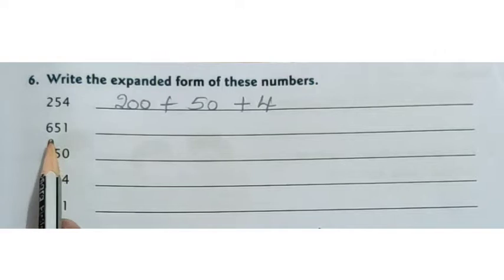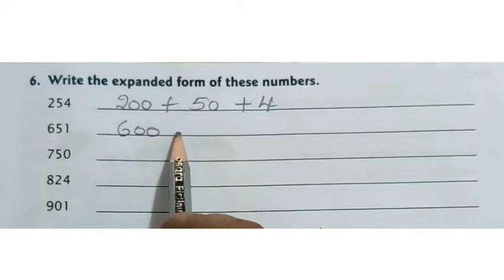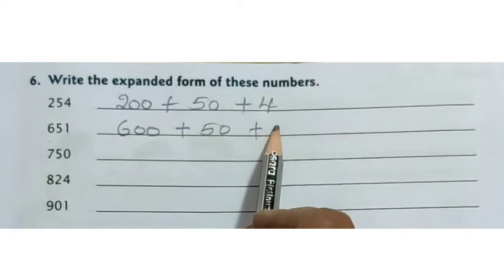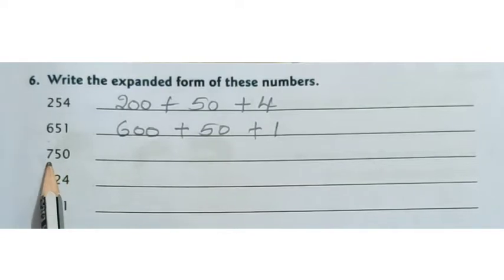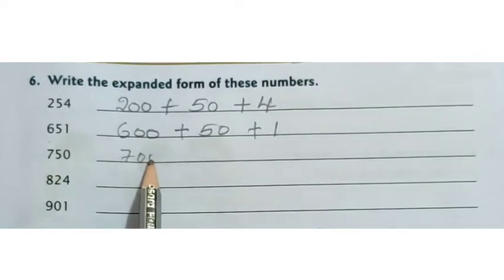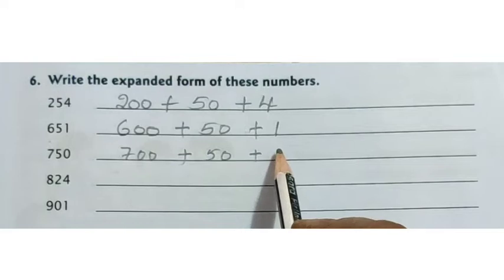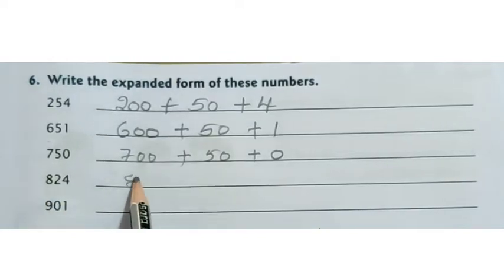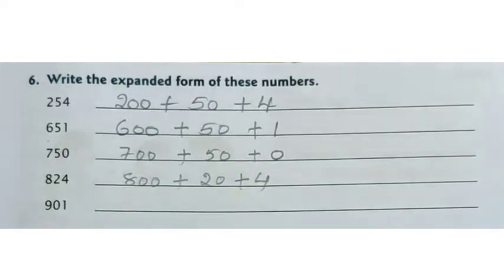Now next number 651. 6 is in hundreds place. Write down 600 plus 5 is in tens place. Write down 50 plus 1 is in ones place. Write down 1. Now next number is 750. 7 is in hundreds place. Write down 700 plus 5 is in tens place. Write 50 plus 0 is in ones place. Write 0 as it is. Now let's move to the next number, 824. 800 plus 20 plus 4. The next sum you write down, children.